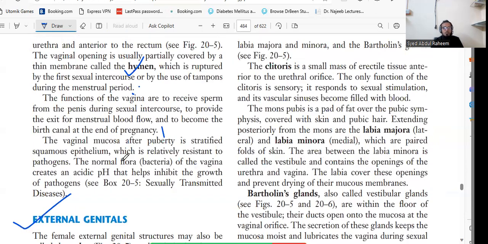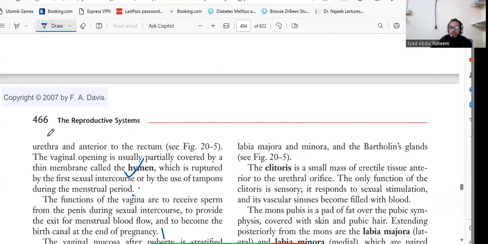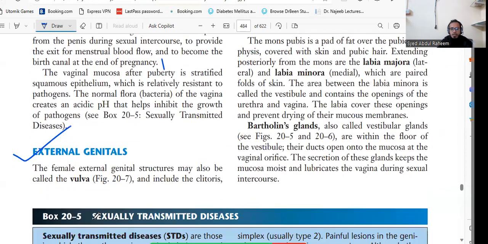The vaginal mucosa after puberty is stratified squamous epithelium, which is relatively resistant to pathogens. The normal flora of the vagina creates an acidic pH that helps inhibit the growth of pathogens. Basically, in the vagina the pH level is low because there is an excess of hydrogen ions, to prevent the entry of pathogens and maintain the acidic nature of the vagina. So this is very important.